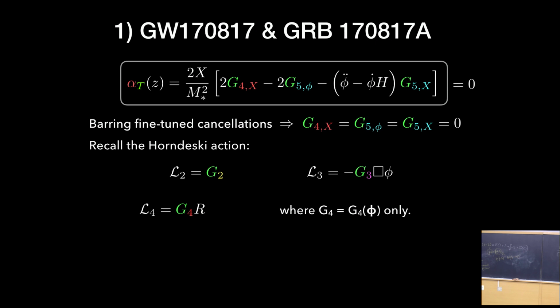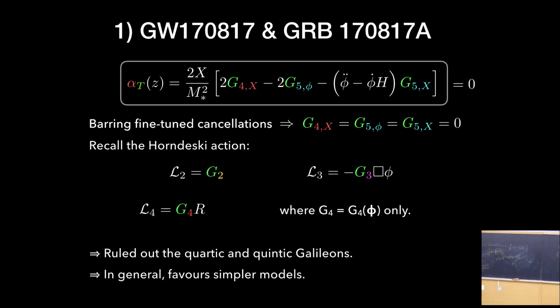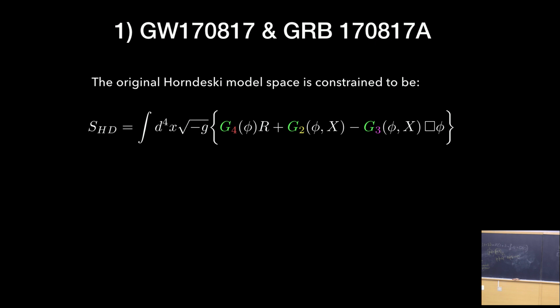Okay, so this gives us a much reduced template for what viable theories of gravity, at least those just involving scalar fields, must look like. As some of you in this area will know, this actually ruled out some of the very popular models, such as the quartic and quintic Galileans. Okay, so here's the reduced template we're left with.